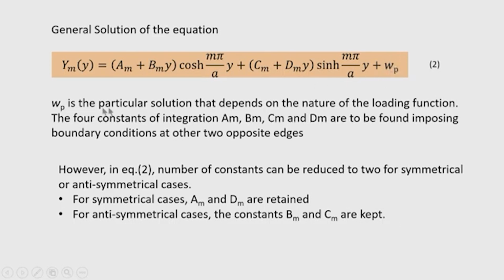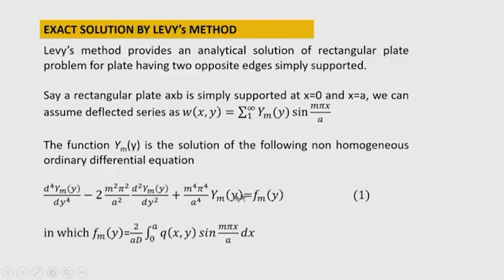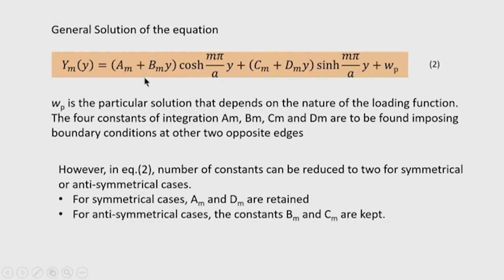Now, you can see the general solution of this equation, equation number 1 here. A_m, B_m, C_m, D_m are arbitrary constants that can be found by imposing the boundary conditions on the other two opposite edges. That means y equal to 0 and y equal to b, if the size of the plate is a cross b, and the origin is taken at one of the corners on the left-hand side. W_p is the particular solution that depends on the nature of loading.